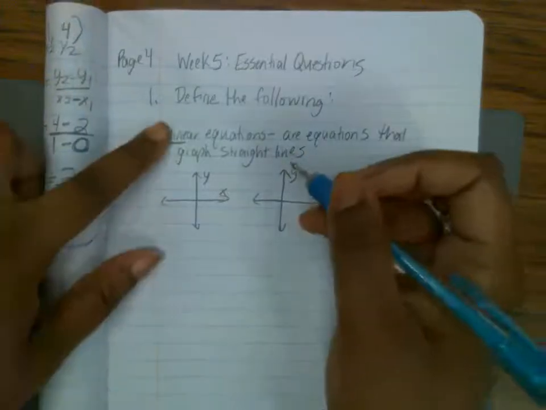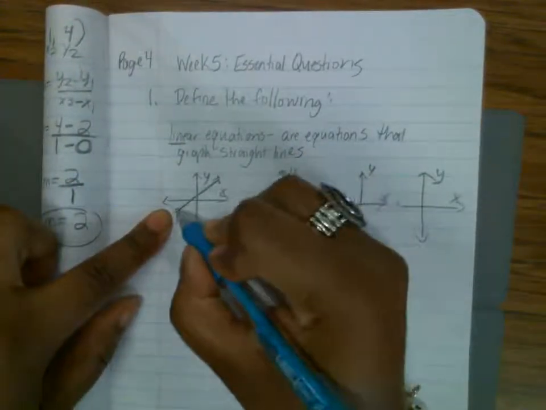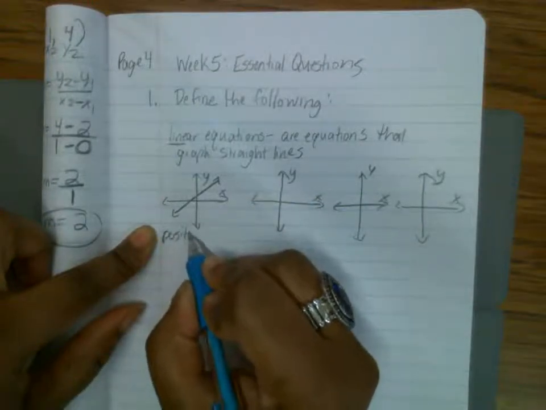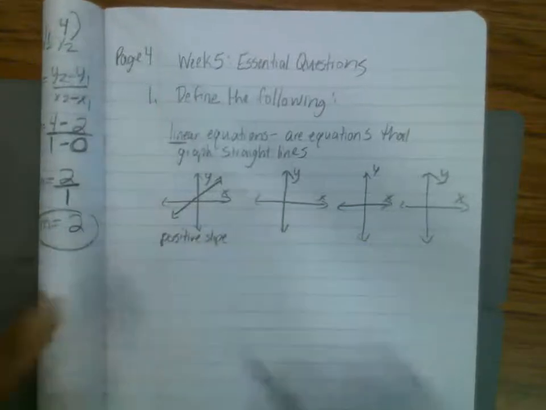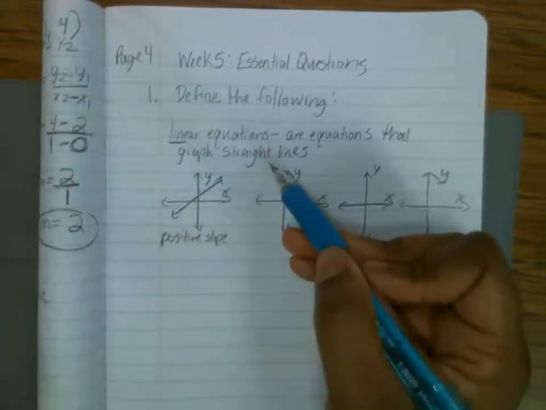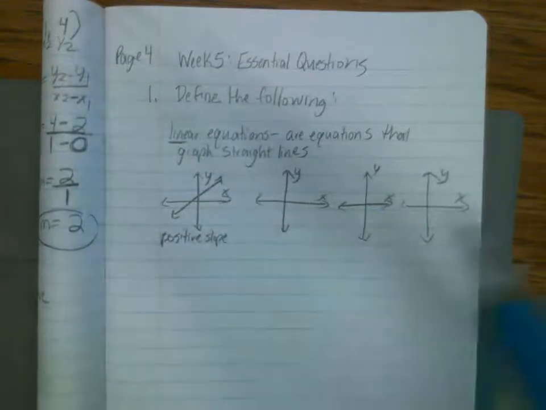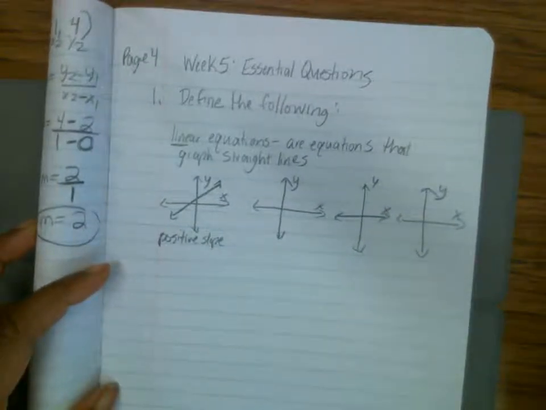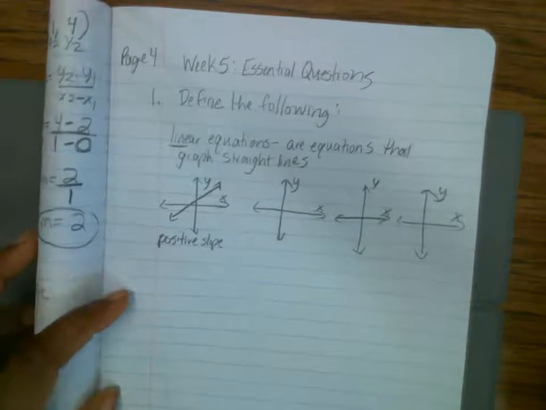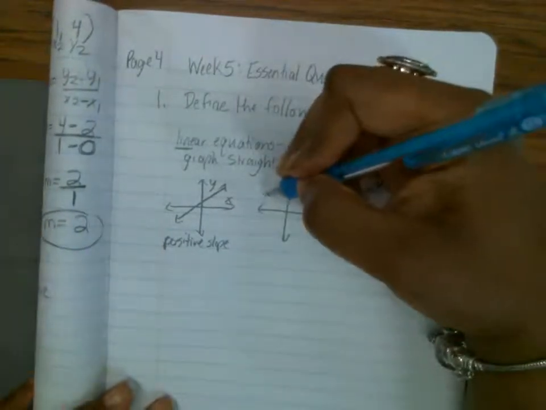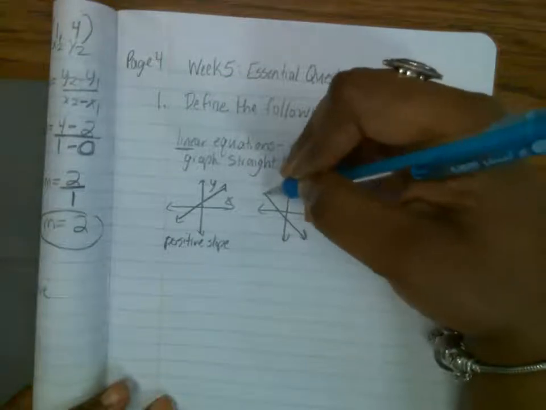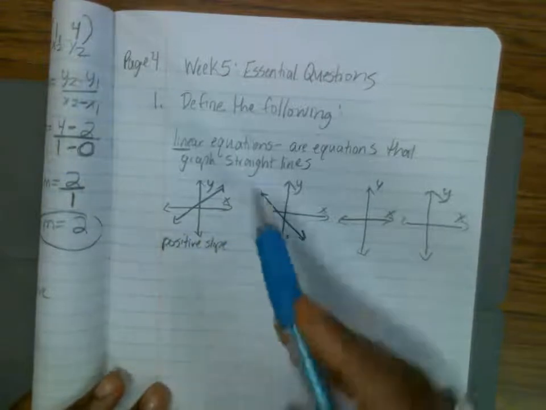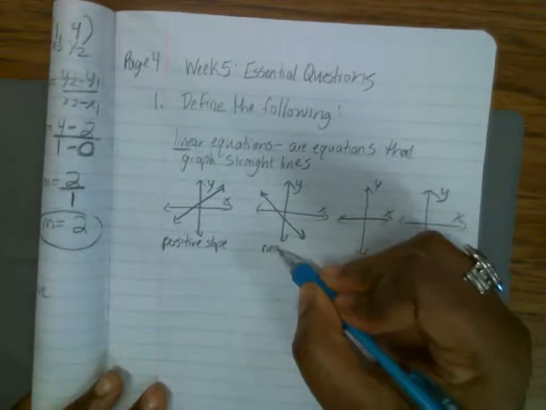You have some straight lines that may have positive slopes. That means the line goes up. As X increases, Y increases, the line is going up from left to right. You have some linear equations where as X increases, Y decreases. That means from left to right, the line is going down. This line has a negative slope.